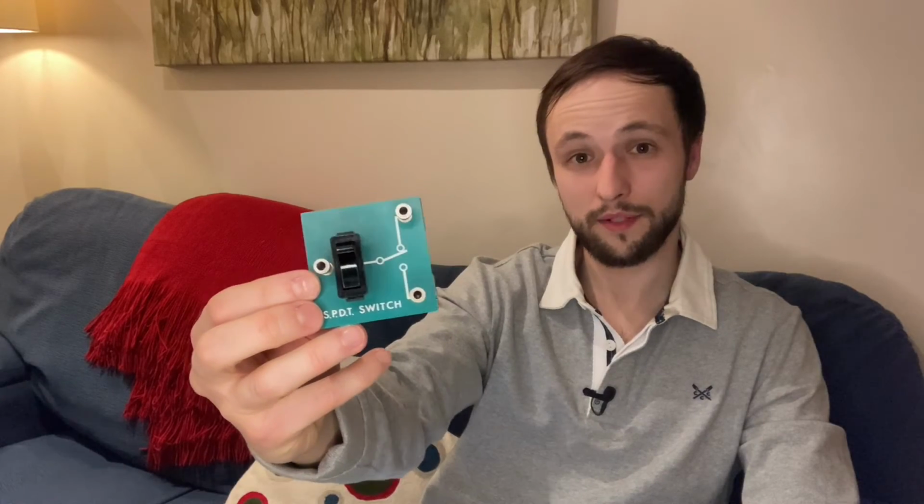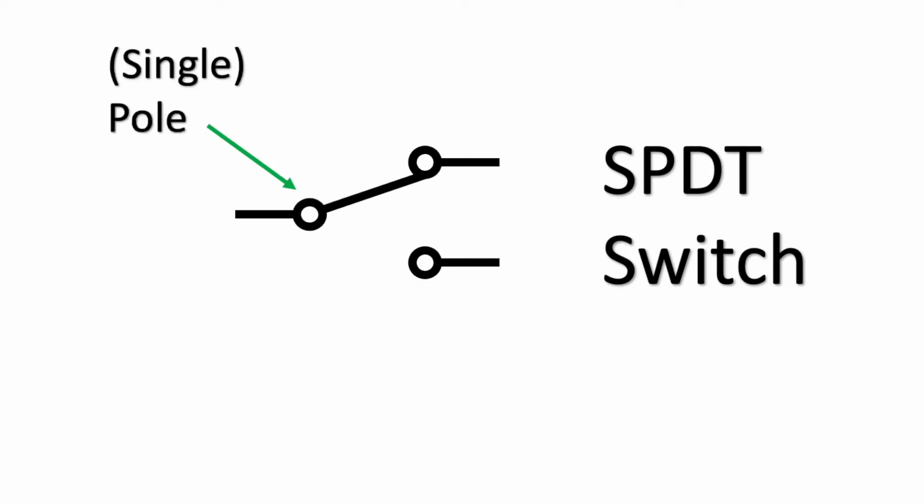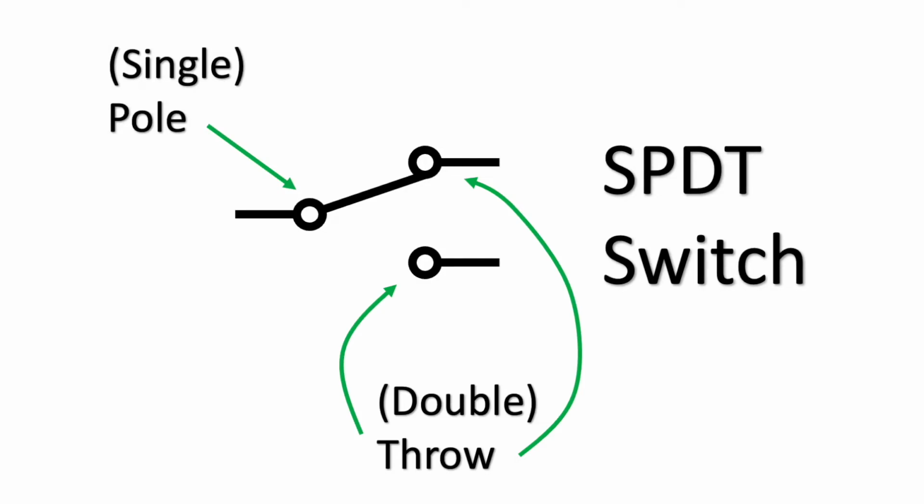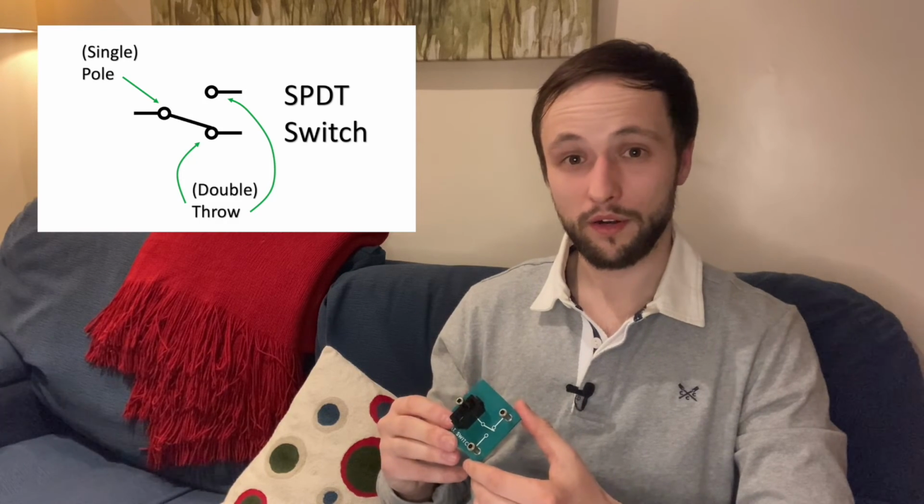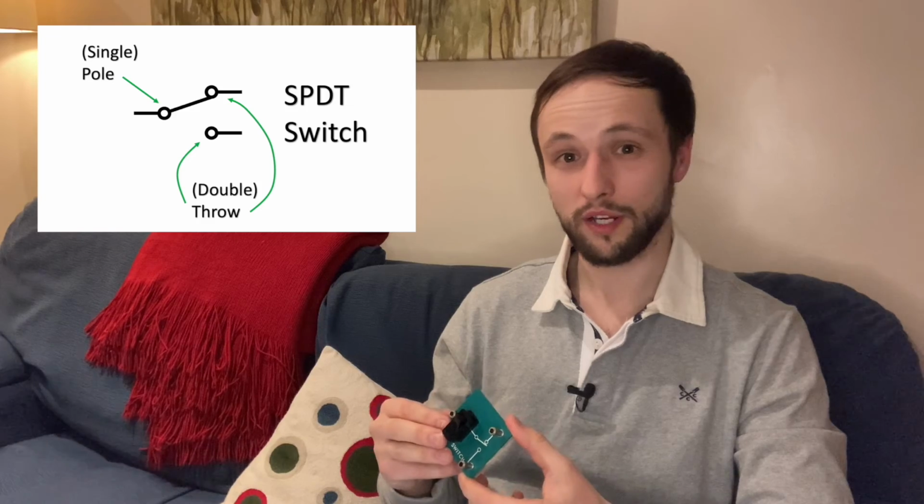Or switches like this one. This is a single pole double throw switch. Here's the pole, and it can be thrown into 2 different directions, hence the double throw. This switch can be used to direct current into different circuits, for example.